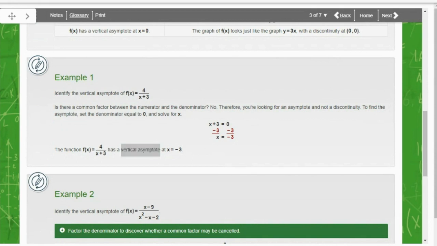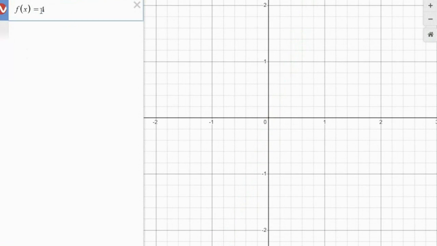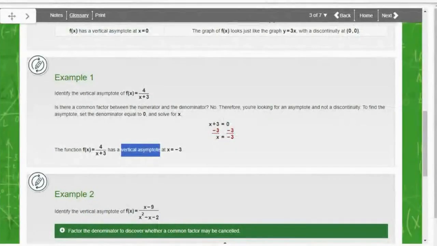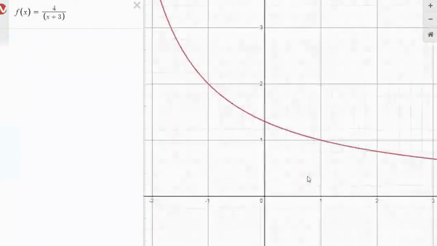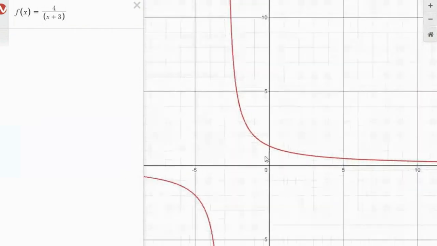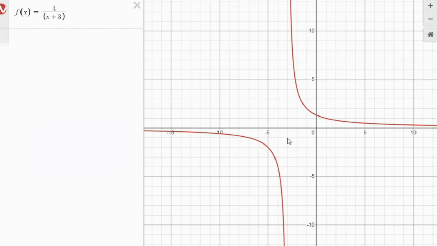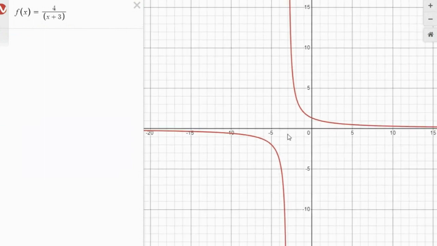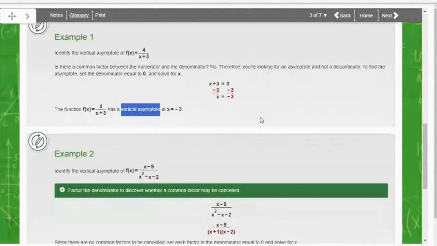So if you want to look at that on the graph, 4 divided by x plus 3. There's the graph of 4 over x plus 3. And look, it's got two pieces like a lot of these do. And there is a vertical asymptote at x equals negative 3. Does not touch negative 3. Discontinuity. All right.